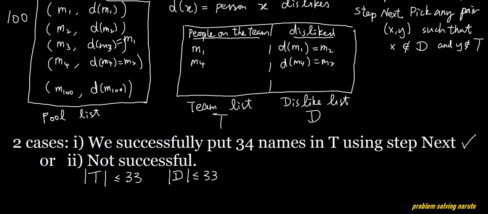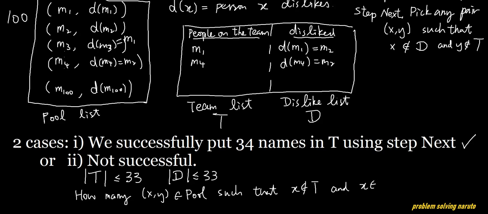I want to consider the names in my pool list that are not on T and not on D. Okay, how many pairs? So that X is not here and not here. Let me write down explicitly. How many pairs in the pool such that X is not in T and not in D?